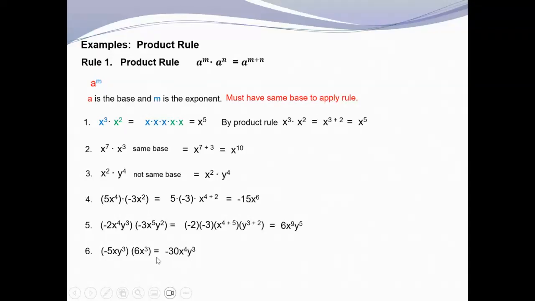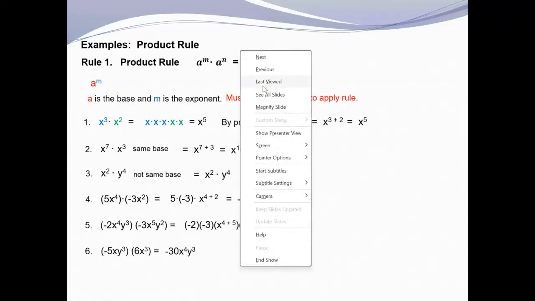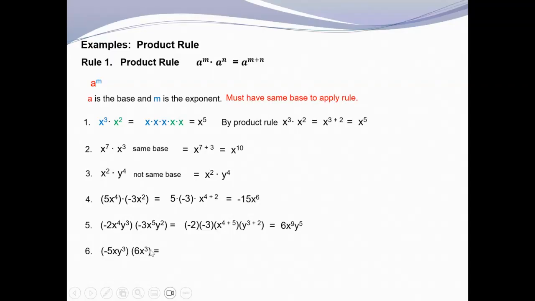Now here, right here, we can go. Let me go back real quick. Here we can go straight to the answer, right? Negative 5 times 6 is negative 30. x times x cubed will give us x to the fourth power. And the 6x cubed doesn't have a y, right? So it'll just be y cubed. So this is my result: negative 30, x to the fourth, y cubed.